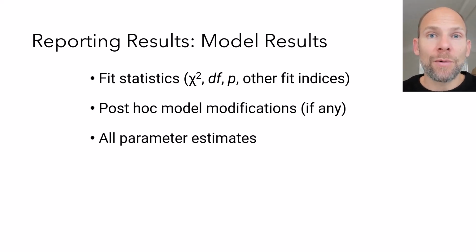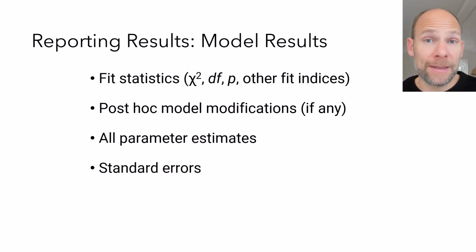Next, we would report all parameter estimates for the model that you ended up accepting. You would want to make those available either in the path diagram, if possible, or in a table. Typically, a table is preferred because in a table you can include additional information such as parameter standard errors, which are important for people to see because they tell us something about the quality of estimation.